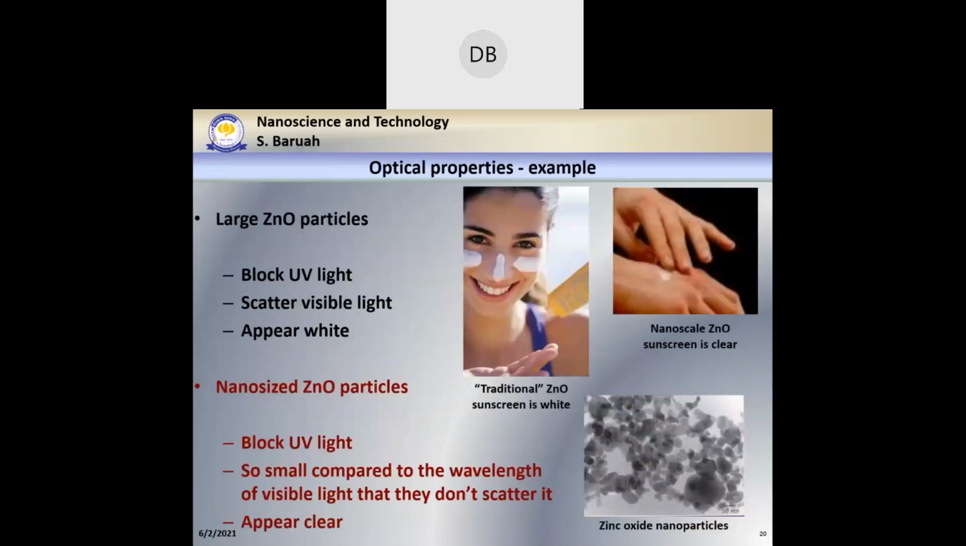Now, I don't know if you know, but most of the sunscreen lotions people use during summer, when they're moving out into the sun, use zinc oxide. The reason they use zinc oxide is that the role of the sunscreen lotion is to simply block the ultraviolet light, because ultraviolet light has an effect on your skin.